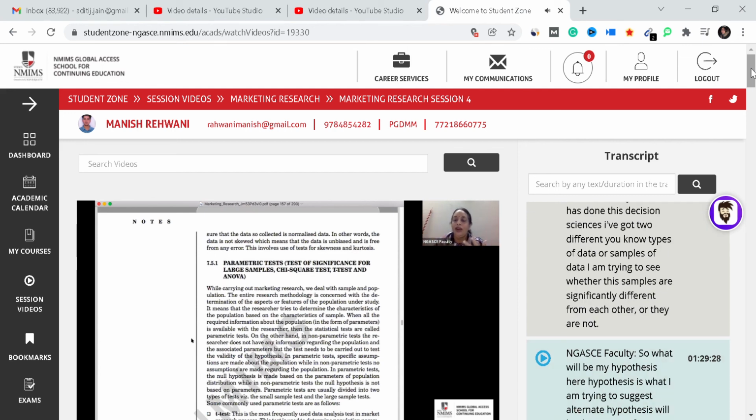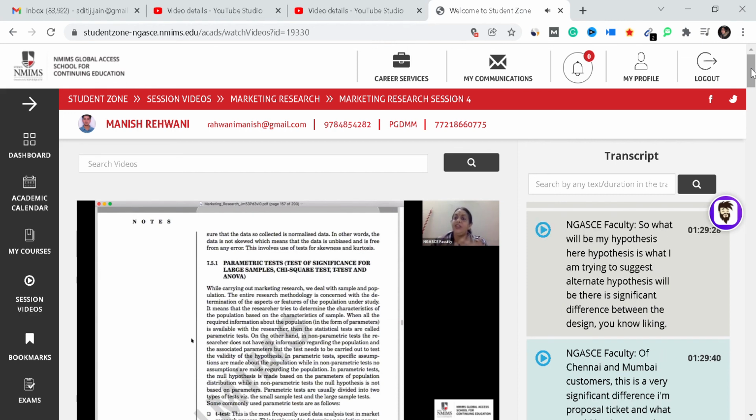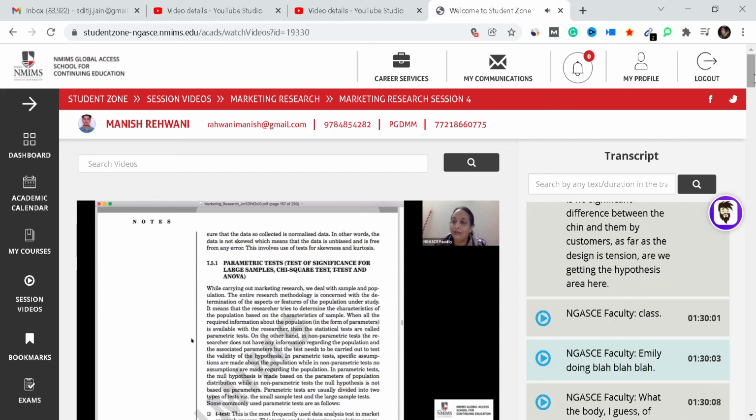So what will be my hypothesis here? The alternate hypothesis, what I am trying to suggest, will be that there is significant difference between the design liking of Chennai and Mumbai customers. There is significant difference. I am proposing. Okay? And what will be the null? There is no significant difference between the Chennai and the Mumbai customers as far as the design is concerned. Are we getting the hypothesis here? Class. I am only doing blah, blah, blah.